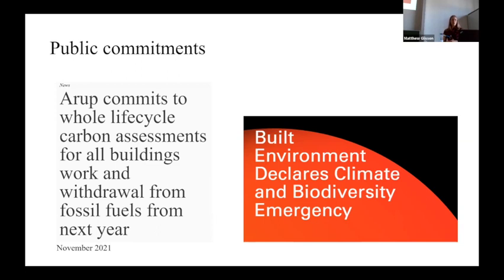And we also committed to withdraw from fossil fuel projects. So as of April this year, we've not taken on any new commissions relating to the extraction, transport, or refinement of fossil fuels. And I'm quite proud of that. That's a bold commitment we've made. That's definitely putting planet before some potentially quite lucrative, profitable projects.